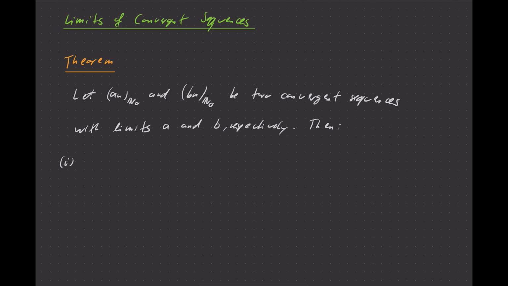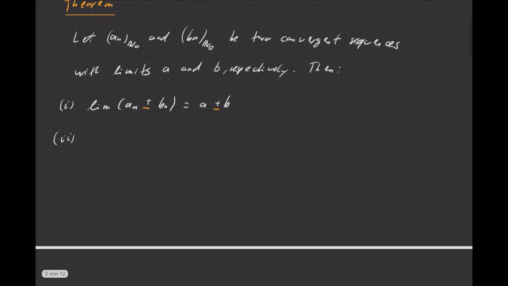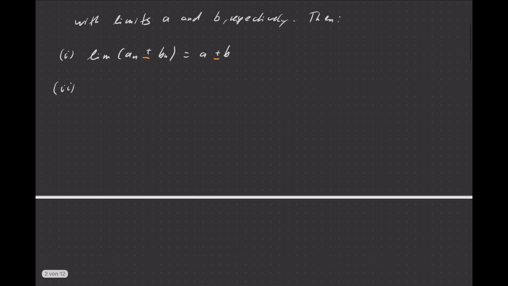We can add or subtract these two sequences, and the result is again convergent. So the limit of a_n plus b_n is a plus b. And if I subtract those, the limit of a_n minus b_n is a minus b. I can also multiply those two sequences, and if I do that, the limit of a_n times b_n will be a times b.